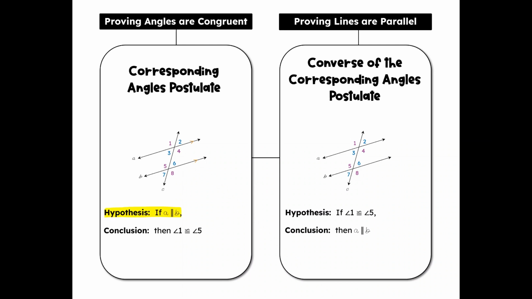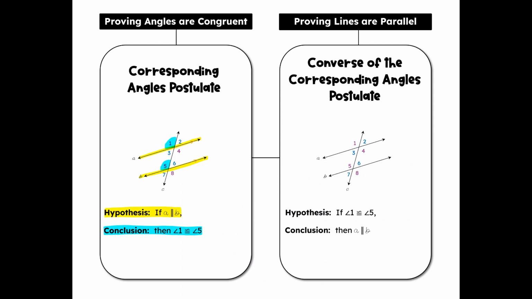So let's look at this first one, the corresponding angles postulate. The hypothesis is if A is parallel to B, then I can conclude angle 1 is congruent to angle 5. So if lines are parallel, corresponding angles are congruent. And the corresponding angles postulate tells us that.